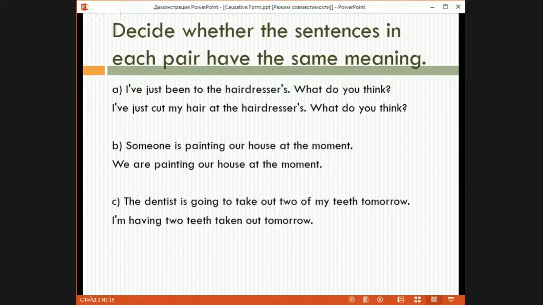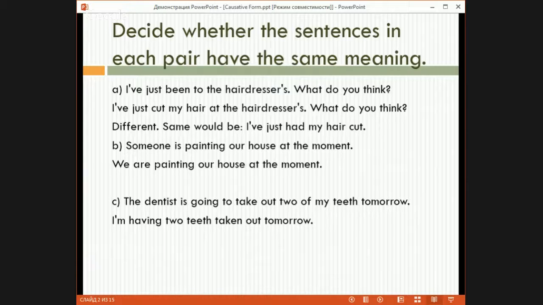I've just been to the hairdresser's. What do you think? I have just cut my hair at the hairdresser's. The sentences are different because if they were the same, we would write, I have just had my hair cut. So I've just been to the hairdresser's means that I had my hair cut, but I've just cut my hair means that I did it by myself.